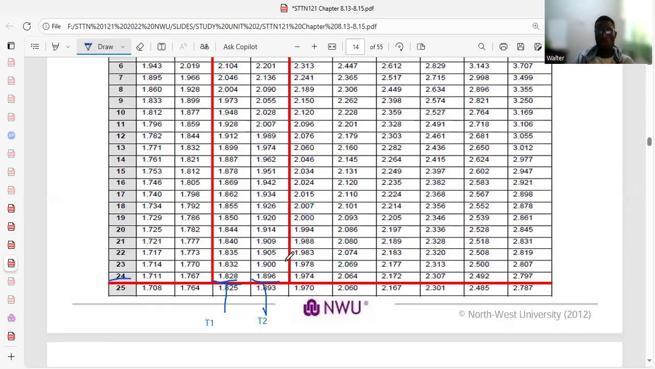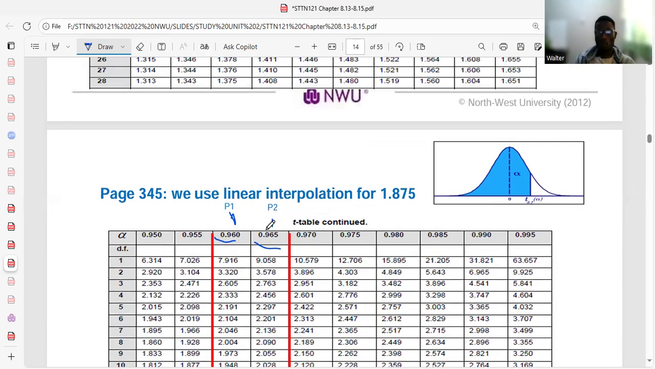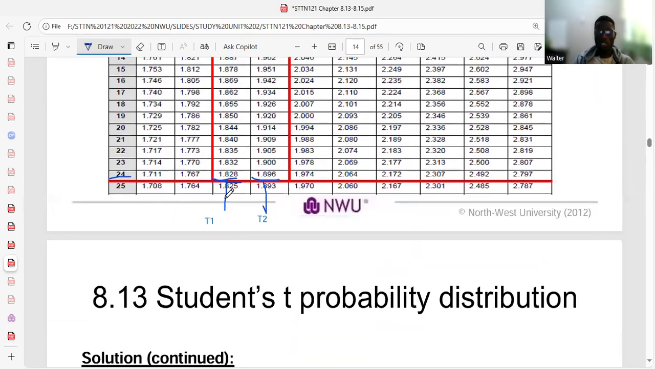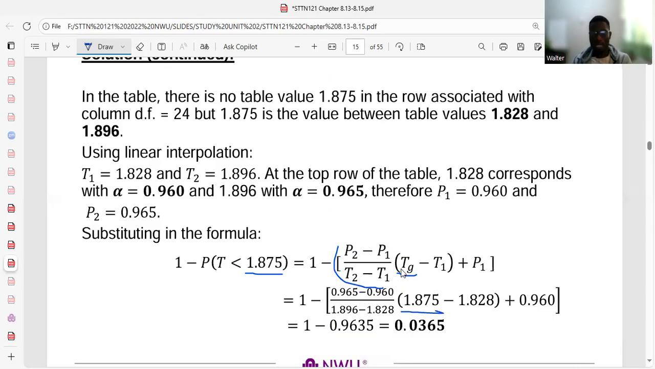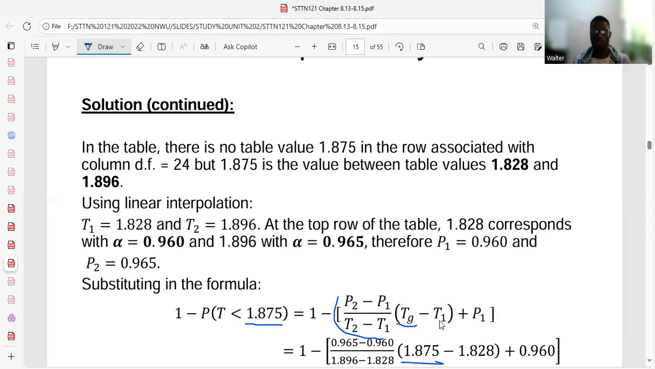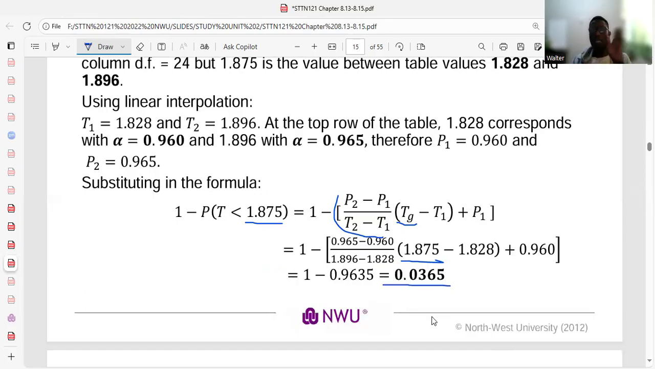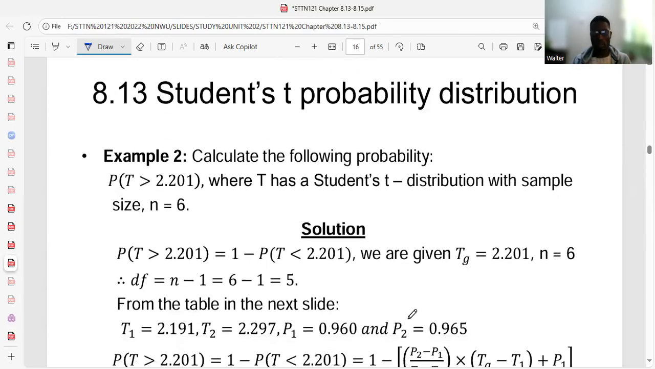Then you'll be like, oh, the first one is P1, the second one is P2. This one is T1, this one is T2. Now you use the formula, but the TG will be the value of the T that you are given. You substitute, and don't forget it was greater than, so 1 minus 0.9635 gives you 0.0365. Okay, that will be the probability.